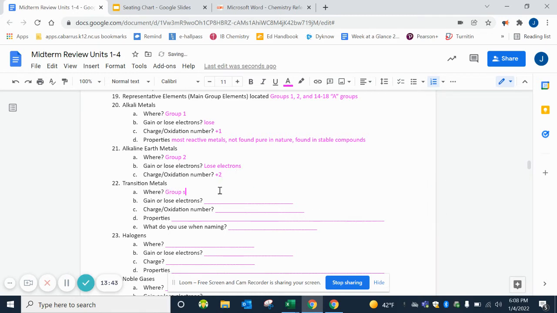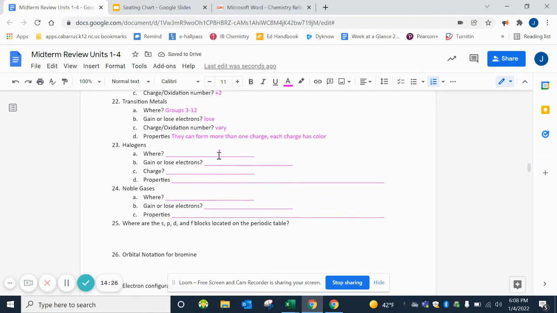Transition metals are groups 3 through 12. They will lose electrons because they are metals, but their charge is going to vary. We have to be told what it is. And that's the property that you need to know about transition metals, is that they can form more than one charge. And each charge has a color associated with it. Don't worry about E. We haven't done naming yet, so you can just kind of ignore that part.